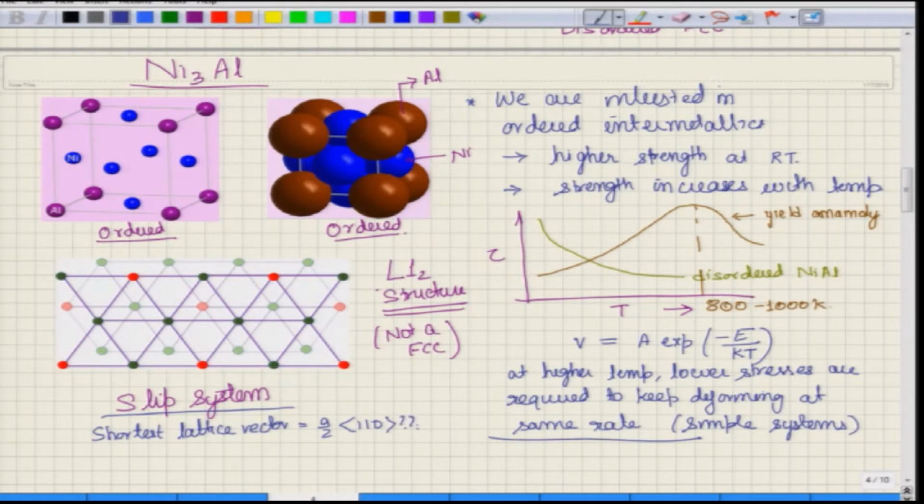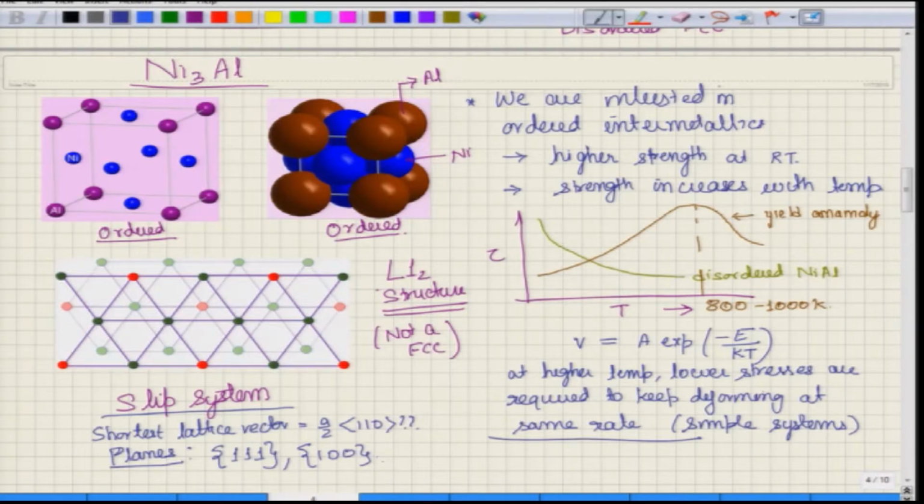Okay. What are the planes? What are the planes on which the slip takes place? Here there is some similarity with FCC. There is one plane which is similar to FCC, which is {111}, but then again the similarity ends and there is another slip system which is {100}.